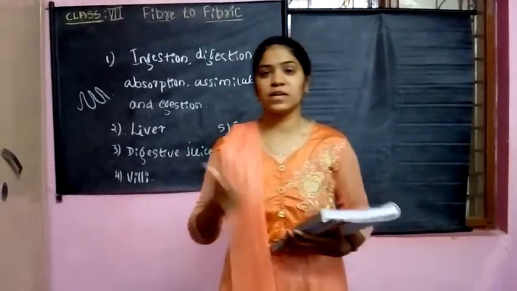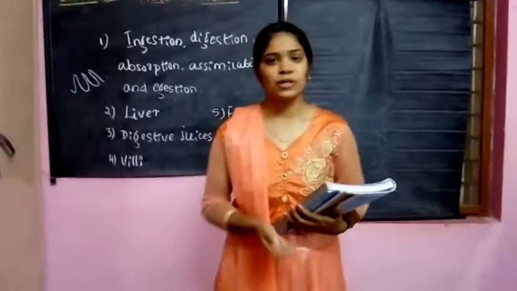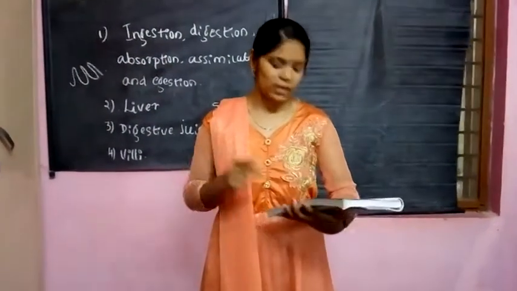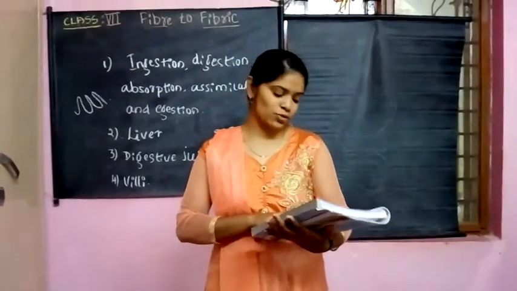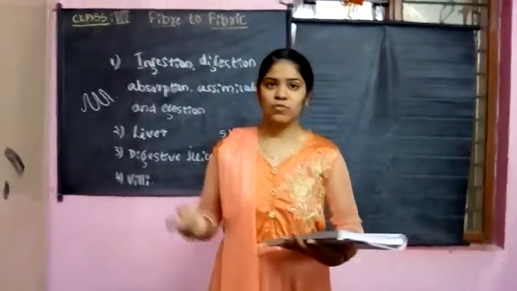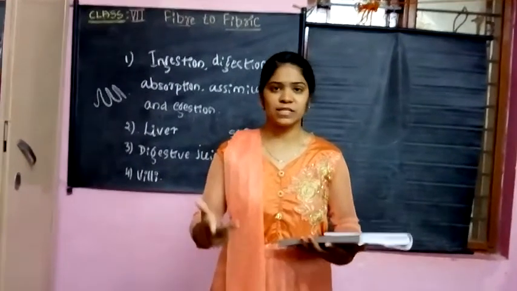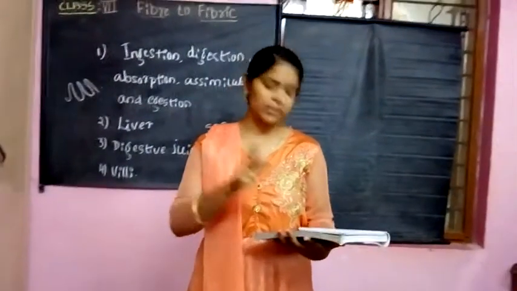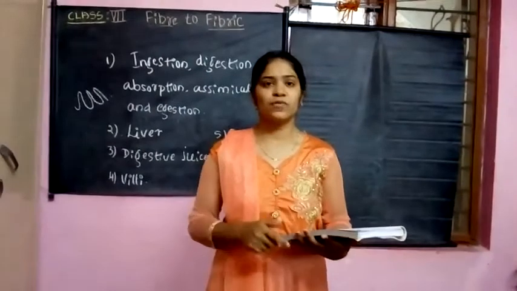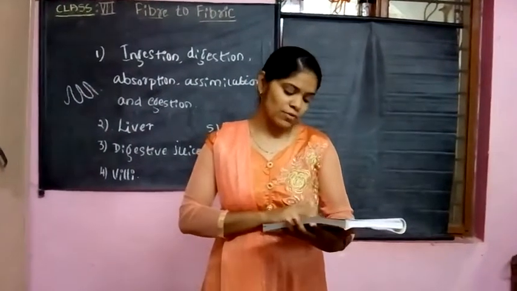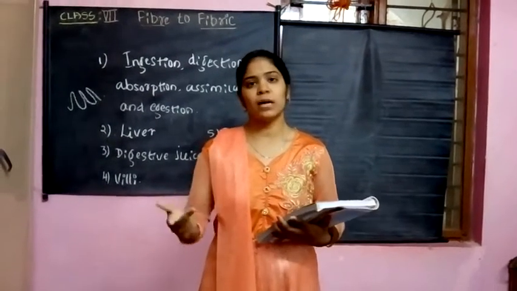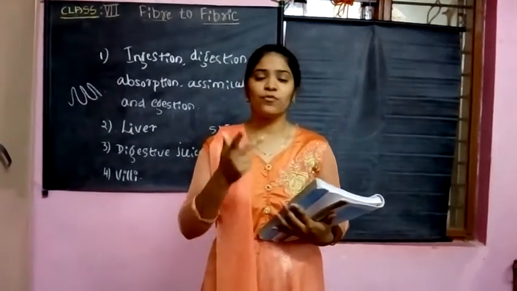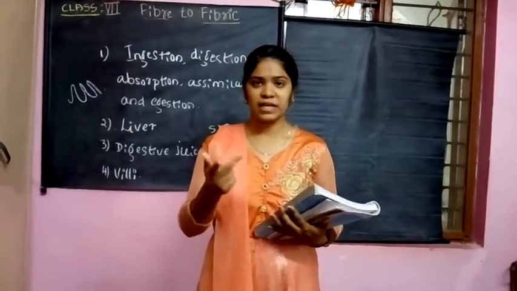Salivary glands will secrete which juice? Saliva is secreted by the salivary glands. What is the function of the stomach? The function of the stomach is to release acids. So what is the function of the liver? The liver secretes bile juice, which helps to digest fat materials or fatty acids.